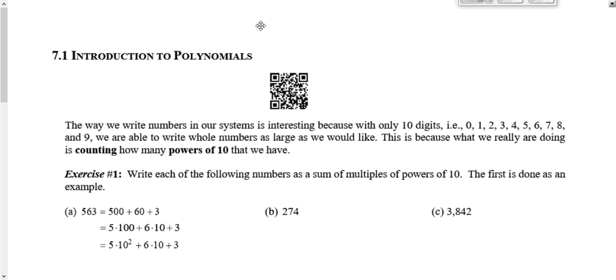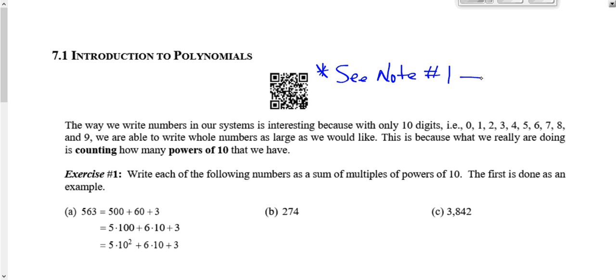Introduction to polynomials. Anybody ever heard the term polynomial before? You must have. Does anybody know what it means? Polynomial is just a generic term meaning a many-termed expression. They don't really do a great job at defining this. So let's do this. See note number 1.